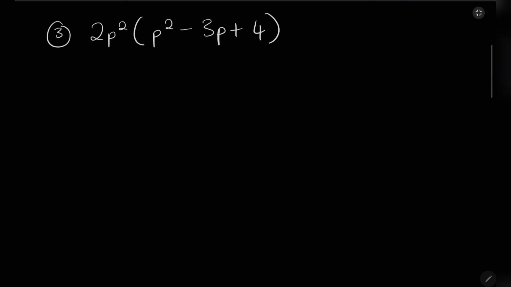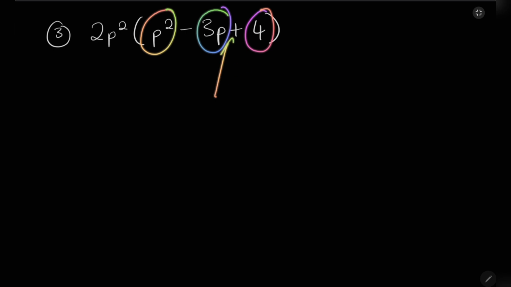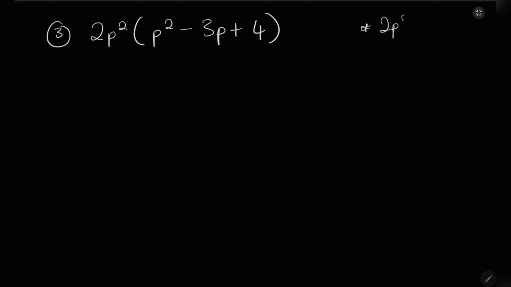So we have 2p squared. In a bracket, you have p squared minus 3p plus 4. Remember, we have to multiply what's outside with every term in the bracket. Terms are separated by the plus or minus sign. So in our bracket, we have this as the first term, that as the second term, and that as the third term. They are separated by the plus and the minus sign. Okay, we have 2p squared times p squared. Let's do it on the side.